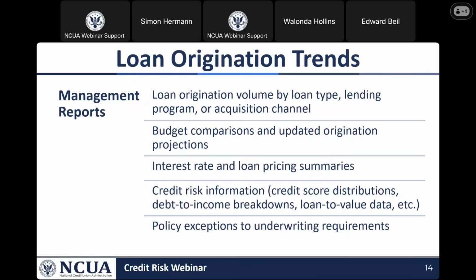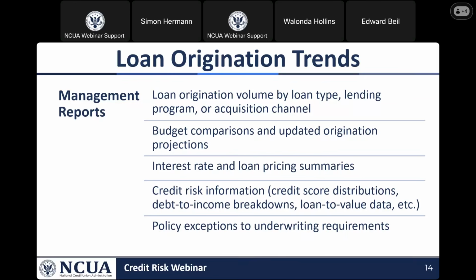Ideally, loan origination trends will also be compared to the credit union's budget to provide the board with variance information as well as updated projections for loan origination volume. In addition to the credit risk information, and arguably one of the most important pieces of information that the board of directors in these credit unions are receiving, is information on underwriting policy exceptions. This could include the number of exceptions, the reason for the exception, and other related information.